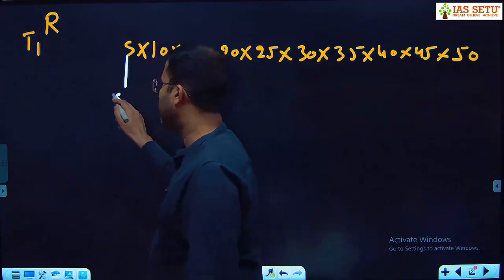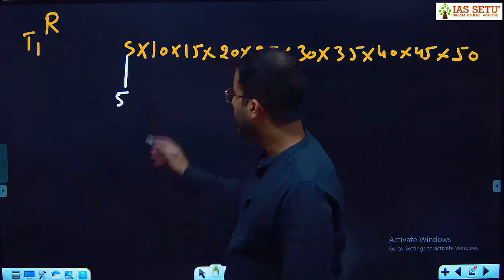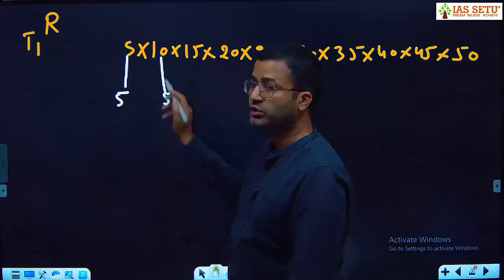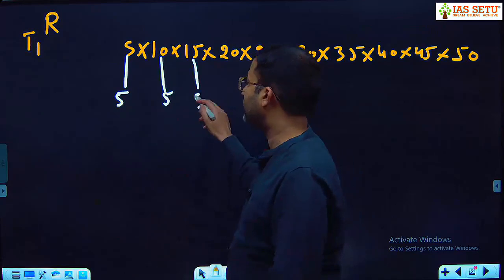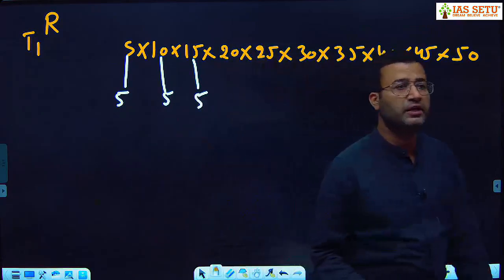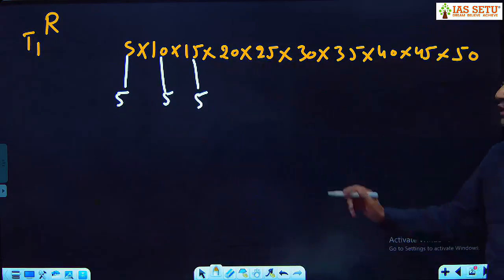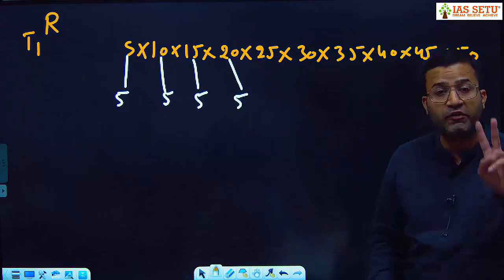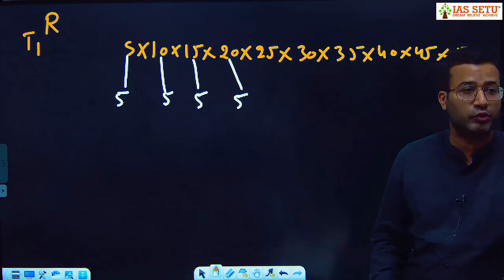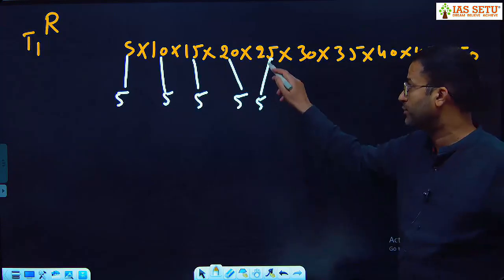Here we have one 5. In this 10 also there is one 5 because it is 2 into 5. You have to break it. In 15 there is a 5 because you can break it as 3 into 5. 20 is 4 into 5, there is one 5. In 25 there are two 5s. 5 into 5 gives you 25. इसके अंदर 2 5 छुपे हुए हैं. 5 into 5.